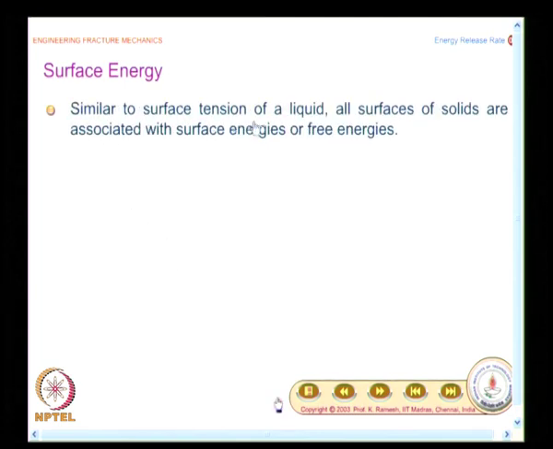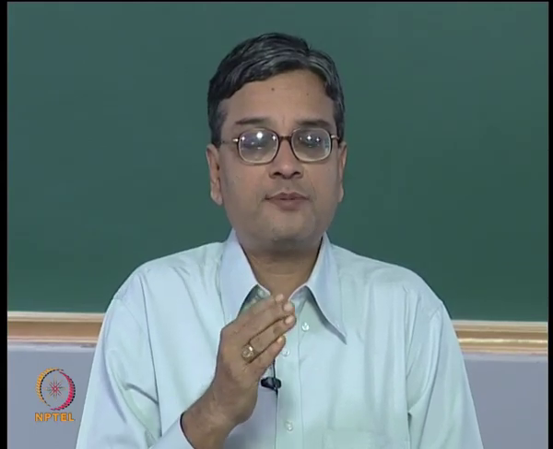Similar to surface tension of a liquid, all surfaces of solids are associated with surface energies or free energies. See, this is a very important step. In those days Griffith was working on glass, and surface energy in glass was very, very small. So, you are really looking at second order effects. Unless you have a conceptual step forward, one would not have thought about the role of surface energy playing a role.